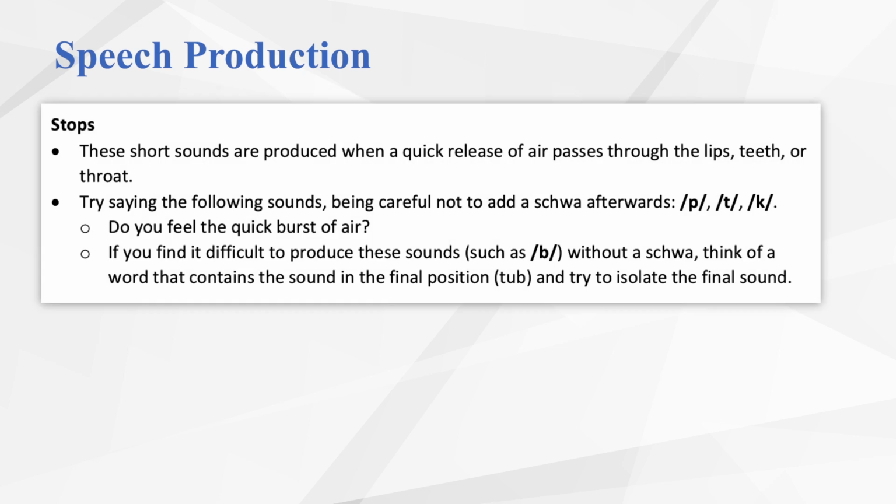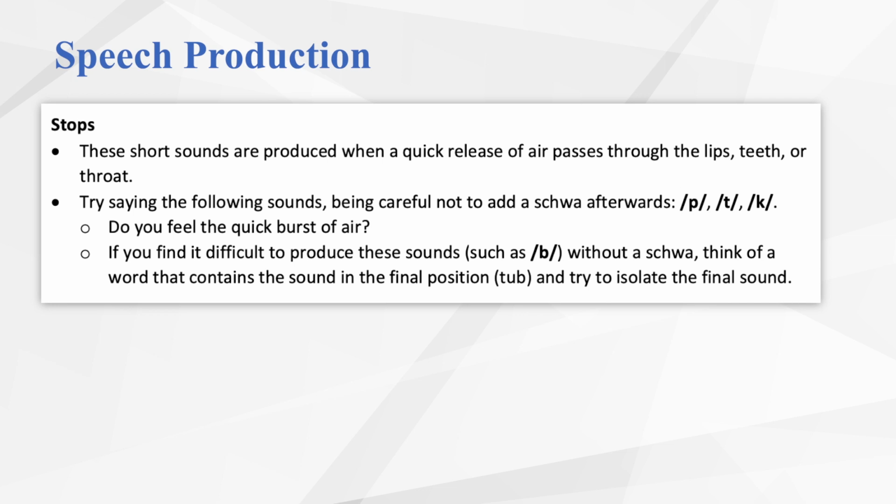The first category of sounds that we'll go over are stops. Stops are sounds that are produced with quick puffs of air. If you think about the sounds p, t, k, those are sounds made with quick puffs of air that pass through the lips, teeth, or the back of your throat.